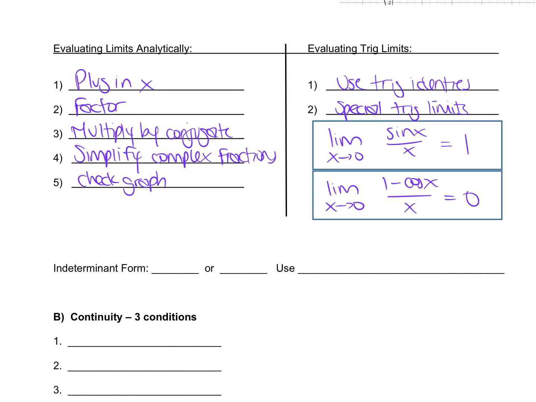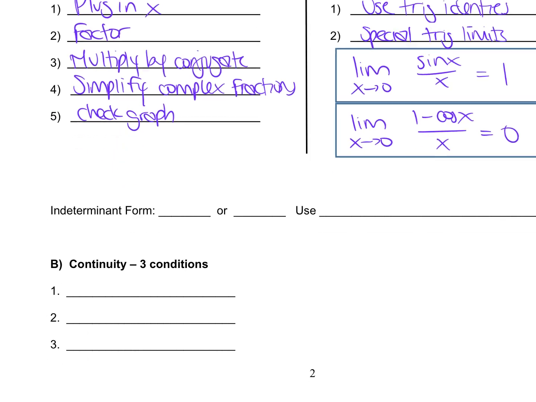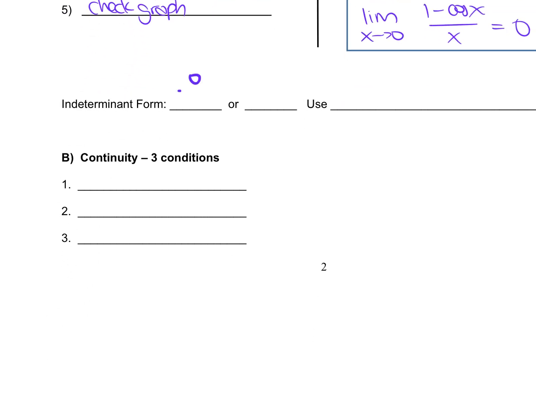Now, because we're coming back to limits, having learned one new thing about limits in our last unit, okay? If you get the indeterminate form, which is 0 over 0 or infinity over infinity, what do we now know we can use for limits? What's our new one? L'Hopital. Okay? So only if you get 0 over 0 or infinity over infinity, you can use L'Hopital's rule.